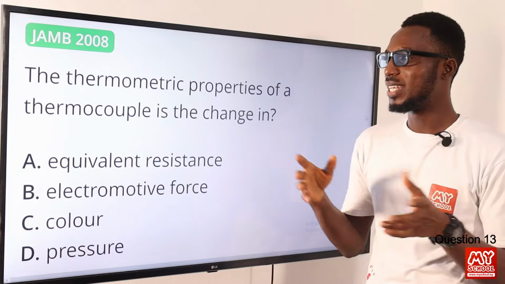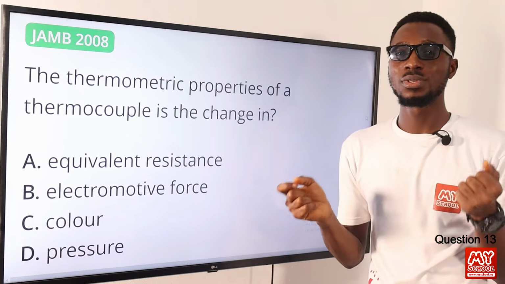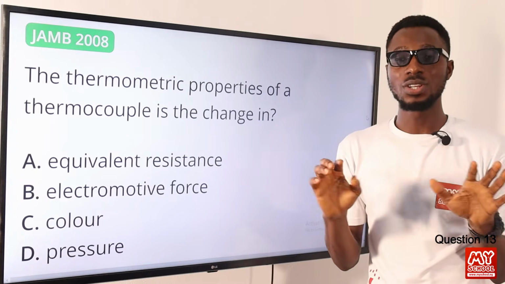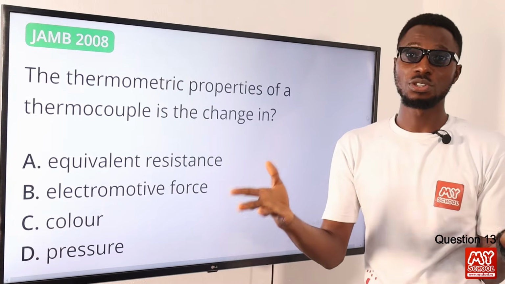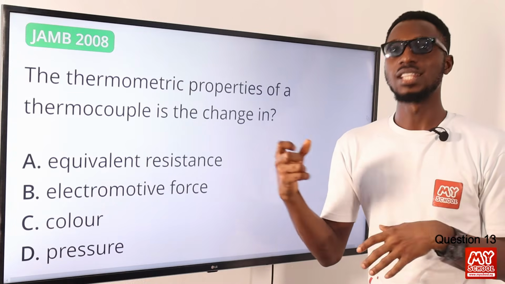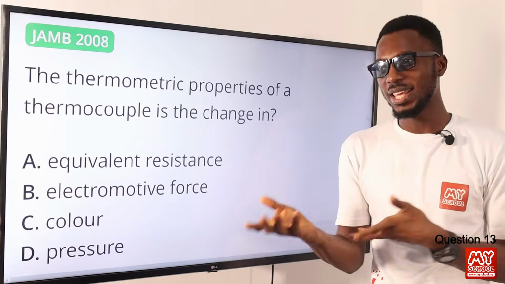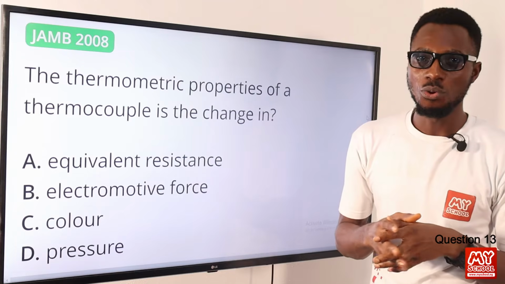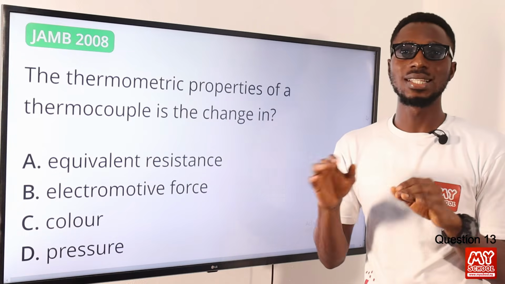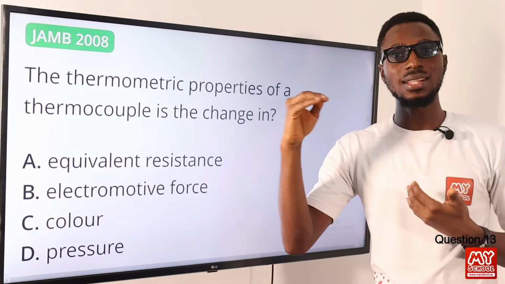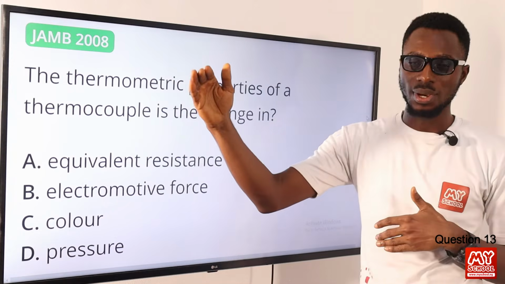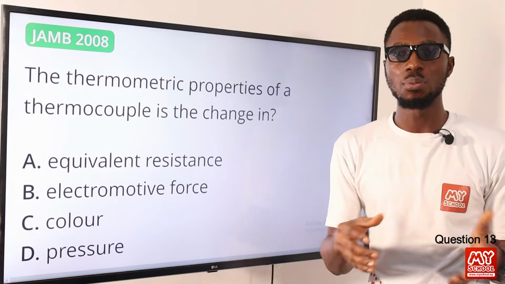The logic is to set up these metals in such a way that they form a complete circuit. So one junction is hot and the other is cold. Right there, current will flow. This occurs because of the temperature difference. The greater the temperature difference, the greater the EMF that will be produced.